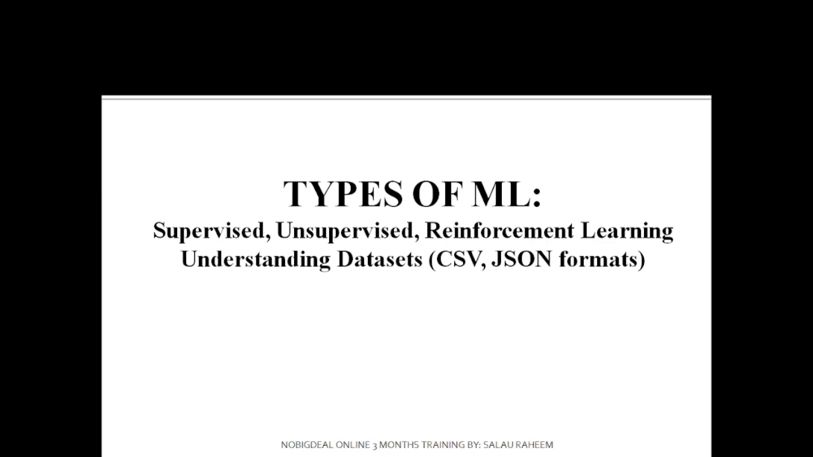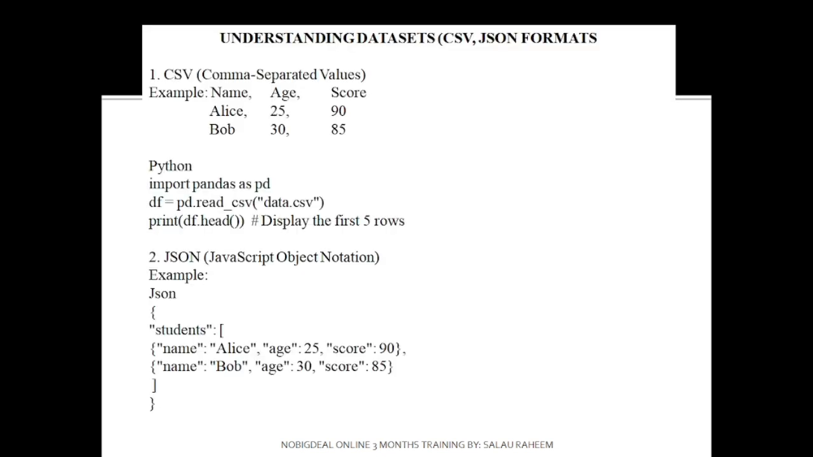The next thing is understanding datasets. Before we train a machine learning model, we need to understand how data is stored. How do we store data in Python? We use two formats, which are CSV, full meaning comma separated values, and the other one is JSON.